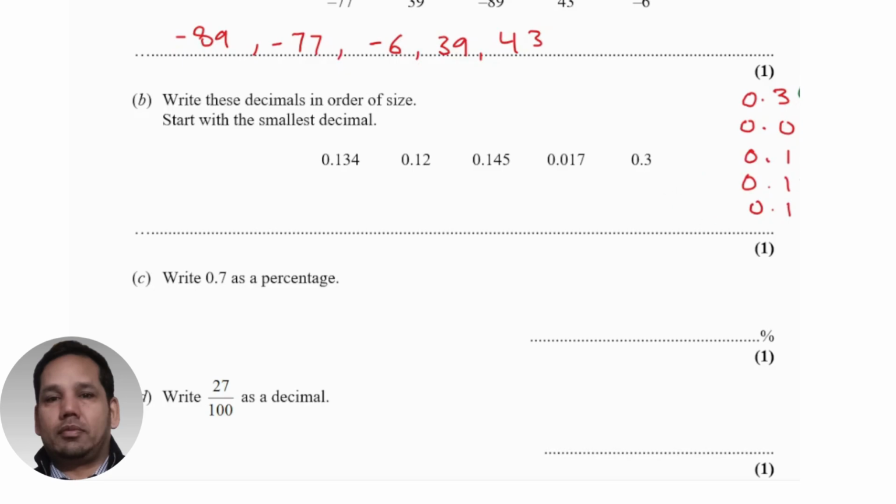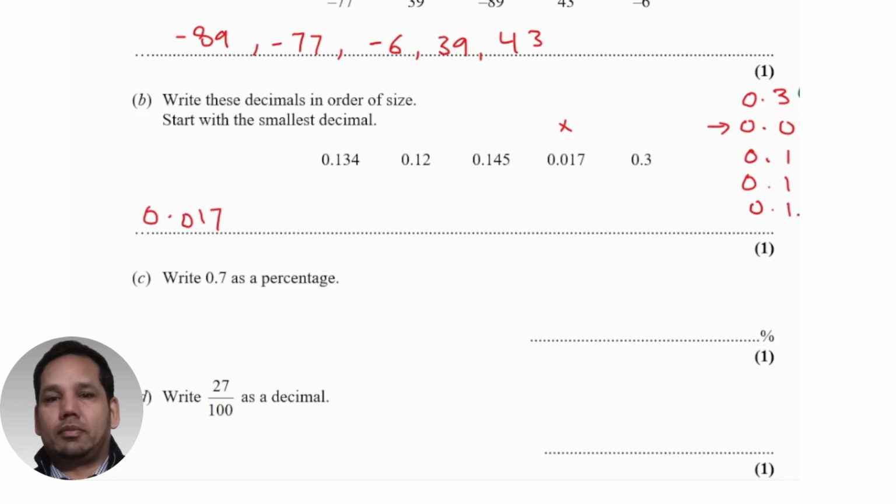Okay, now we're going to look at this one. Which one is the smallest number? If we just ignore the decimal point, we can see that this is 17, 145, 120, 134. What's the smallest number, guys? So the smallest number is definitely B. So the smallest number will be this one. Okay, so we're going to write down here 0.017. That's done.